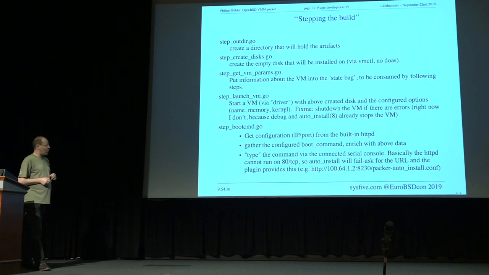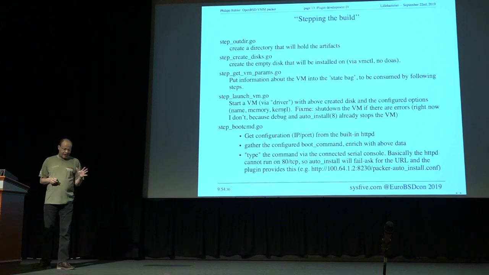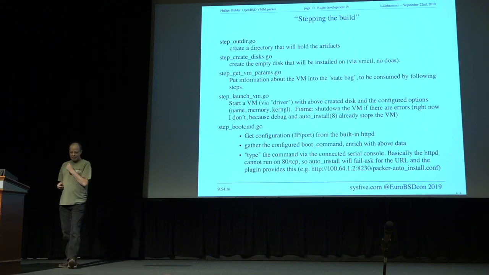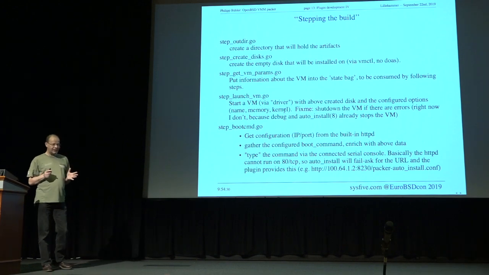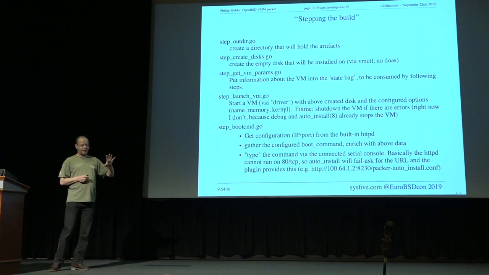Get VM params holds code to retrieve information and put it in a so-called state bag. This state bag is only alive while the build is running. And it's a possibility that all those plugin components can write into a temporary configuration buffer. So you can write into it, like a put, and then from wherever you are, you can get this information.